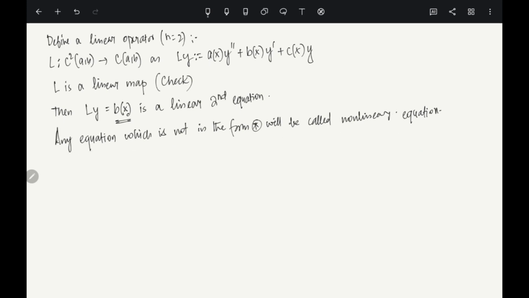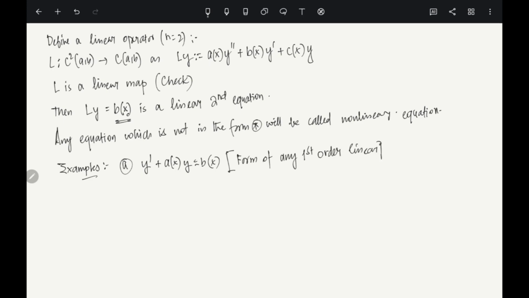Now you see what we are going to do is essentially look at some examples that will clarify things. Examples. Okay, first, a linear equation. Let's write a first order equation, linear. How does it look? It will always look like this: y prime plus some a(x) times y equals to b(x). Okay, so this is the form of any first order linear ODE. It cannot be of any other form, as you can understand by the definition itself.